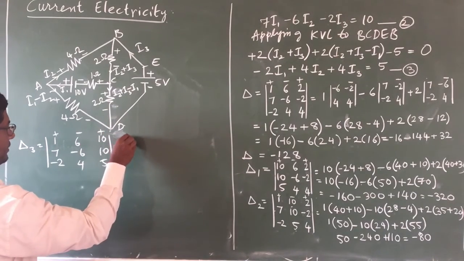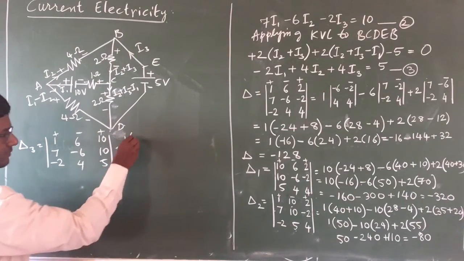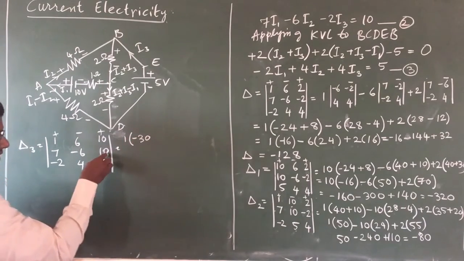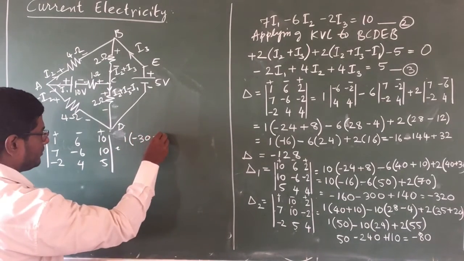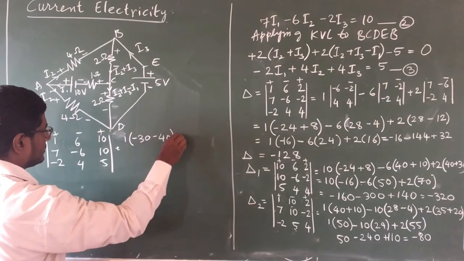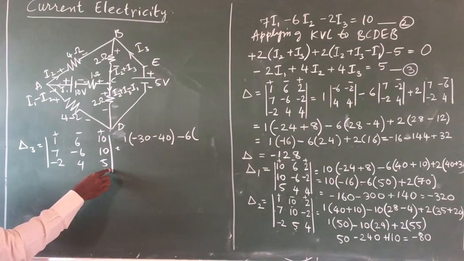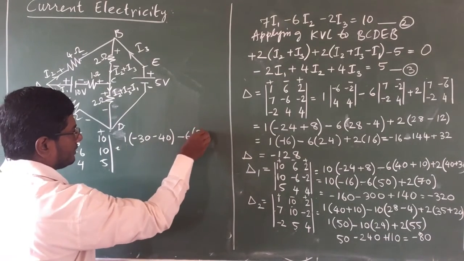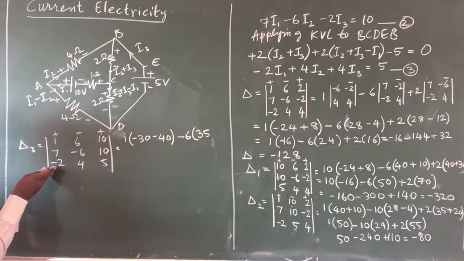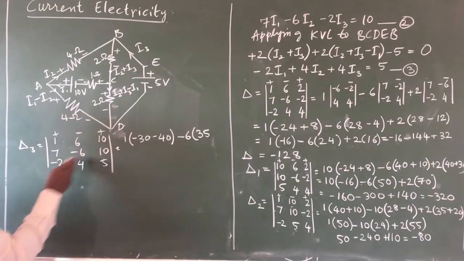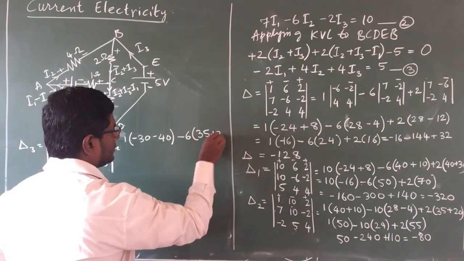So it will be 1 into minus 6 into 5 minus 30. This will be multiplied to this one. So it is going to become minus 40. Then there is a minus 6 on the top. 7 will be multiplied to 5. It is going to give me 35. 10 is going to multiply to minus 2. Already there is a minus sign. This will become plus. So it will be plus 20.